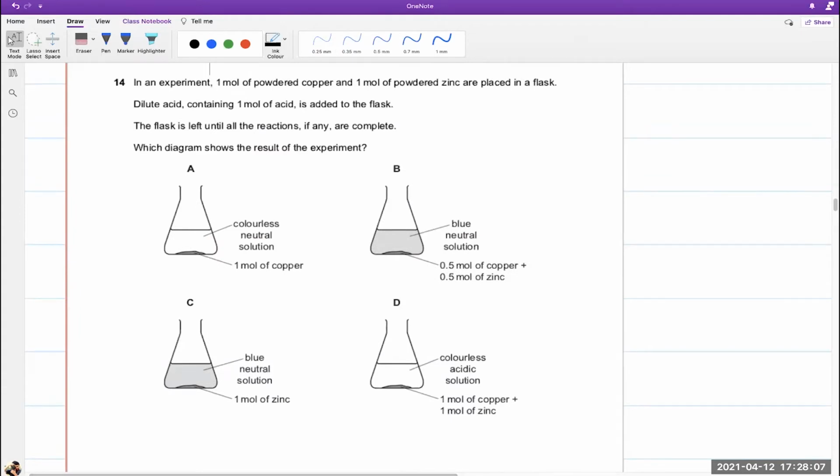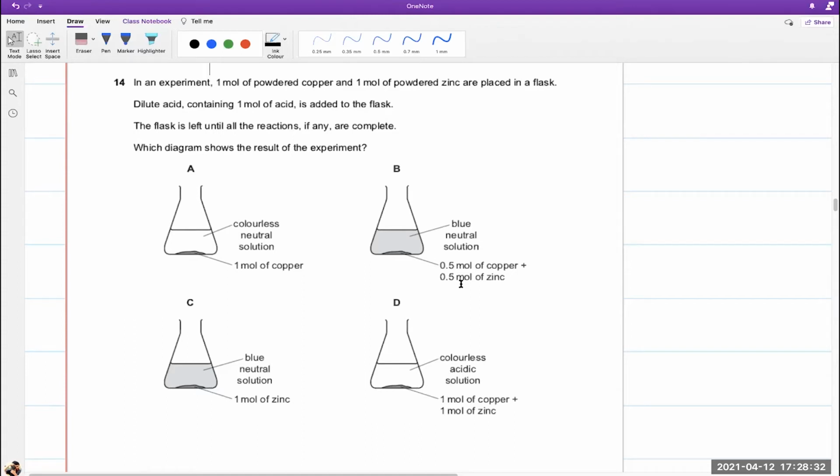First of all, you need to know that zinc is going to be gray and copper is going to be pink. Similarly, we know that zinc is more reactive, copper is less reactive. And what are we putting them in? So dilute acid is added to the flask. Copper cannot react with dilute acid because copper is below hydrogen in the reactivity series, but zinc can.